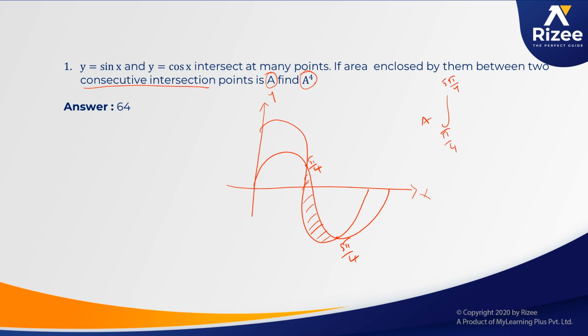Area is equal to the integral of cos x minus sin x dx. Using the integration formula we can find out the area. After applying A power 4 we find 64. We get the value of A power 4 as 64.